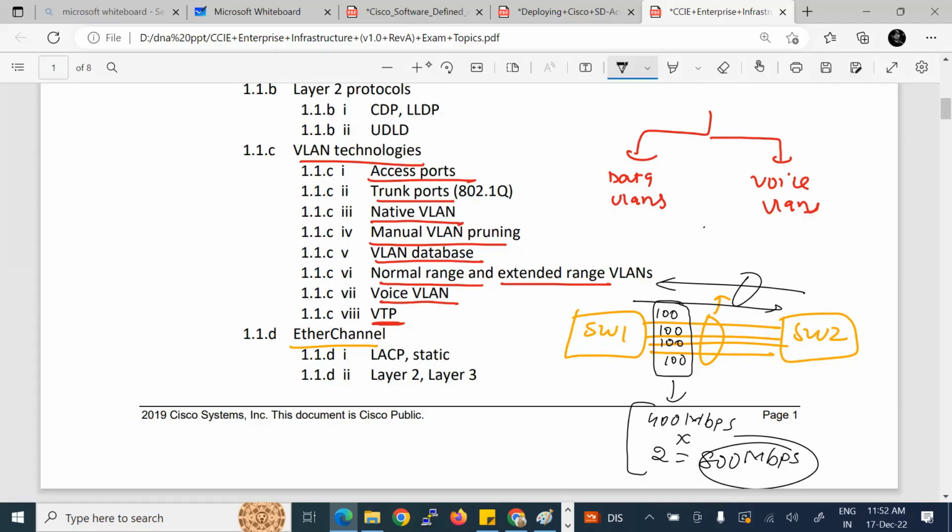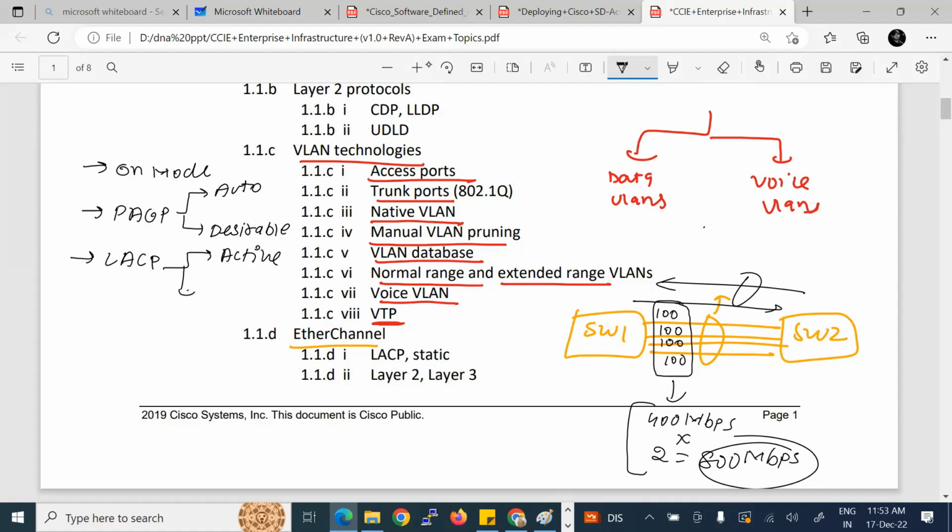For link bundling, we have on mode to make the configuration. Either we have PAgP or we can use LACP. If we use PAgP, we have 2 modes, auto and desirable. In LACP, I have active and passive.